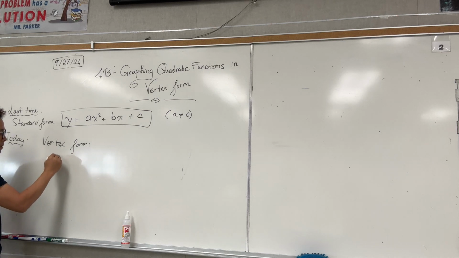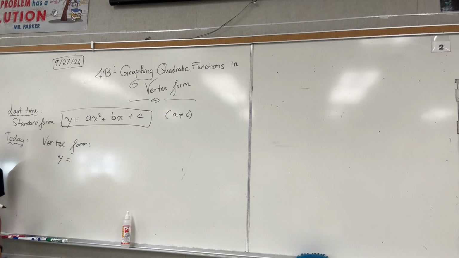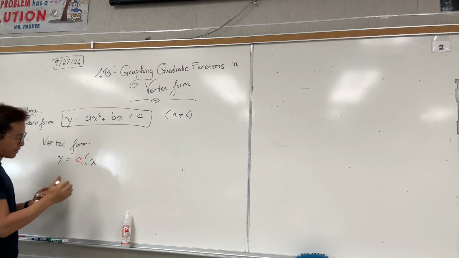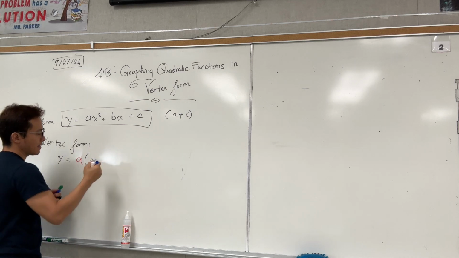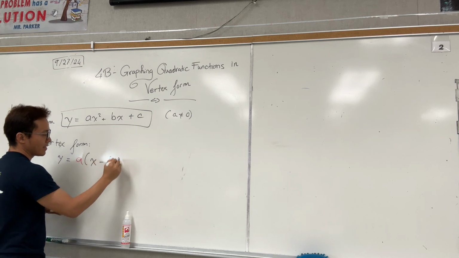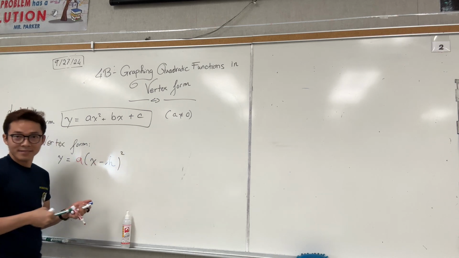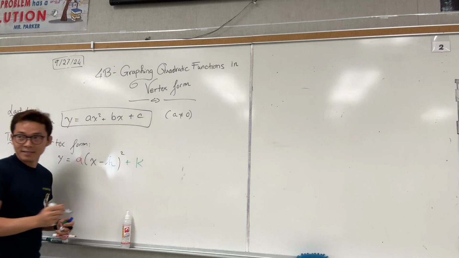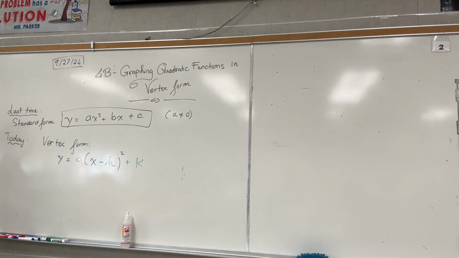That's why I'm here. So y equals a times x minus h squared plus k. Now, 2-point question. Does it ring any bell to you? Does it look familiar? What is this? Raise your hand. Why does it look familiar?